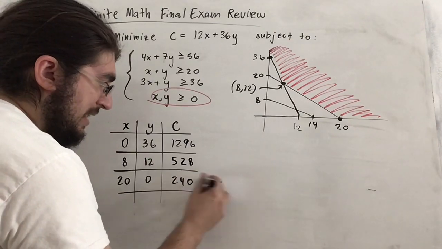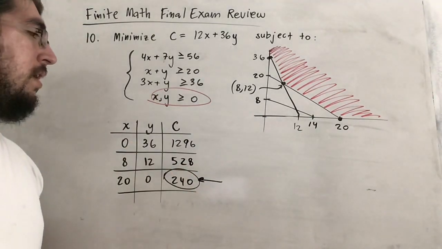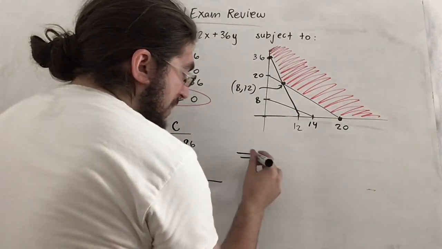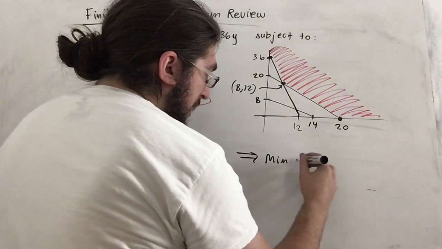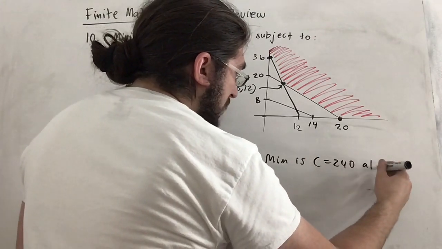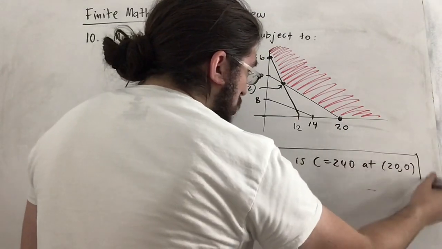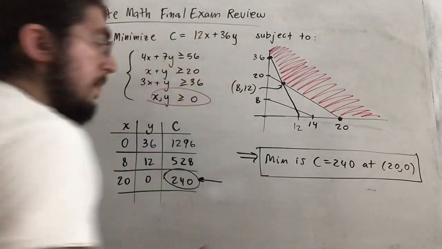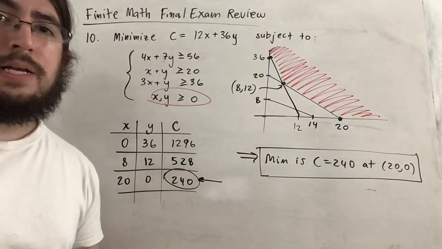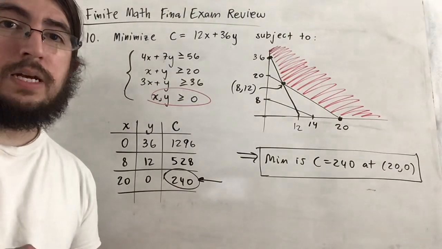And notice in this case, this is our minimum. This is the smallest of the C values. So what this implies is that our minimum value is C equals 240, and this occurs at the point (20, 0). Again, this problem is super similar to number 9, only minimum instead of maximum. I'm using the same exact procedure though. So now we're going to move on to number 11.